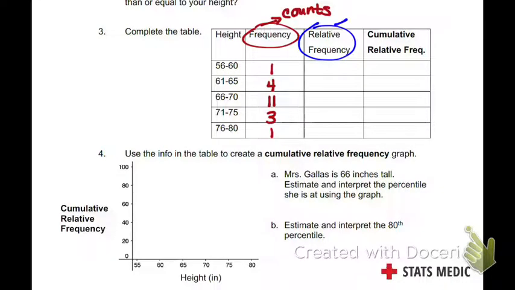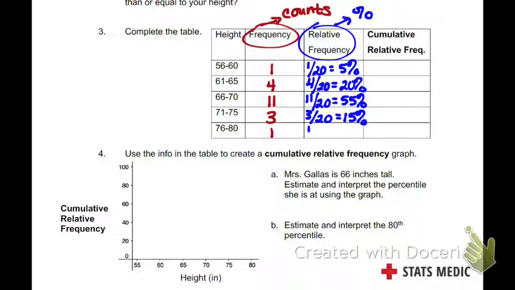Relative frequencies. These are my percents. So I'm calculating what percent of the population was between 56 and 60. So now I'm doing 1 over 20, which is 5%. For this next group, it's 4 out of 20, which is how much? 20%. 11 out of 20, 55%. 3 out of 20, 15%. And 1 out of 20, which is 5%.